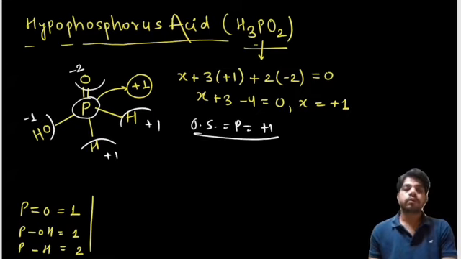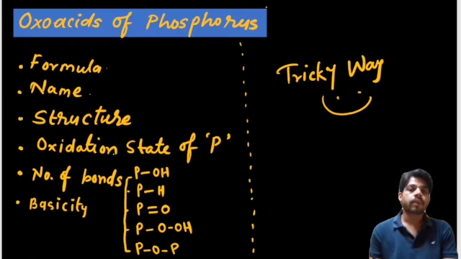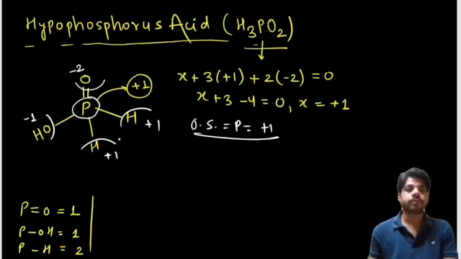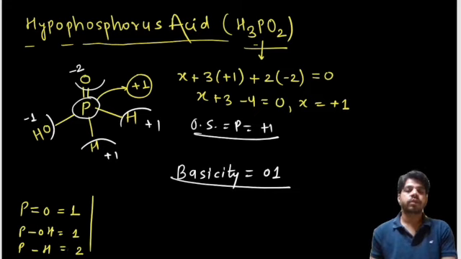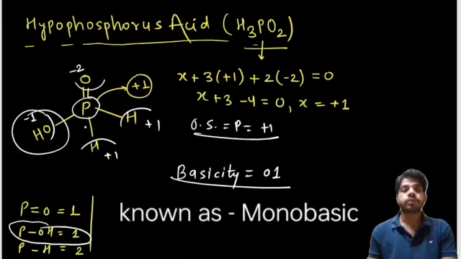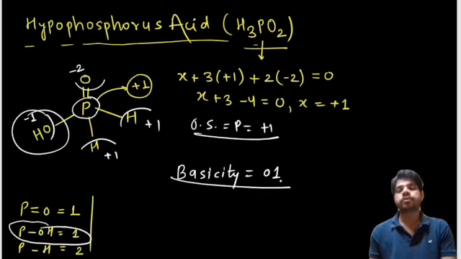Now what is the remaining point? We are left with the basicity of this molecule. As you know, the number of P-OH bonds decides the basicity. So the basicity for this molecule would definitely come out to be 1 only. You can check it from here or here as well. We have just one P-OH bond, so the basicity is 1 only. Okay, so these are the 3 molecules I have drawn.